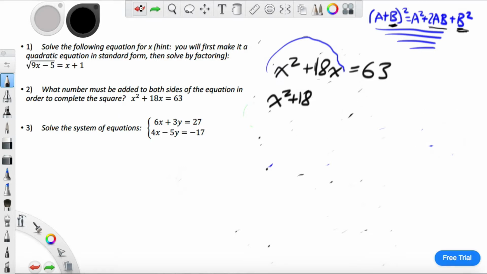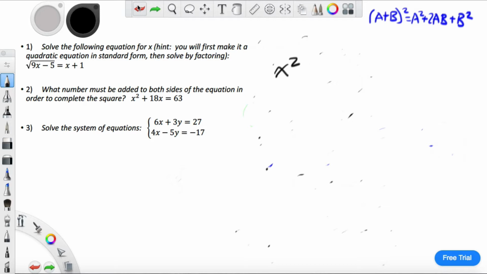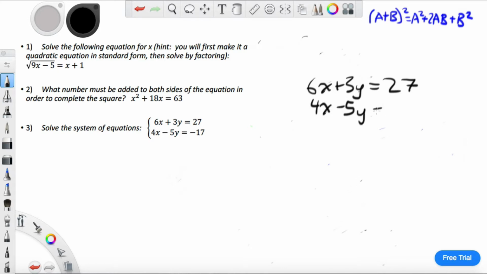So the last thing that we're going to do is solve the next thing. We're going to solve a system of equations. Okay, so solving a system of equations. Let's go ahead and erase some more of this stuff. Okay, so my system of equations is 6x plus 3y equals 27, and 4x minus 5y equals negative 17.